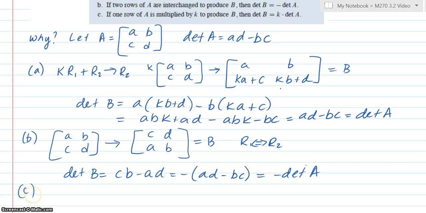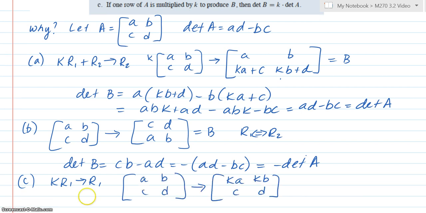Last one, part C. What if I just multiply or divide through by a constant? So let's take K times row 1 and just put it into row 1. What happens there?